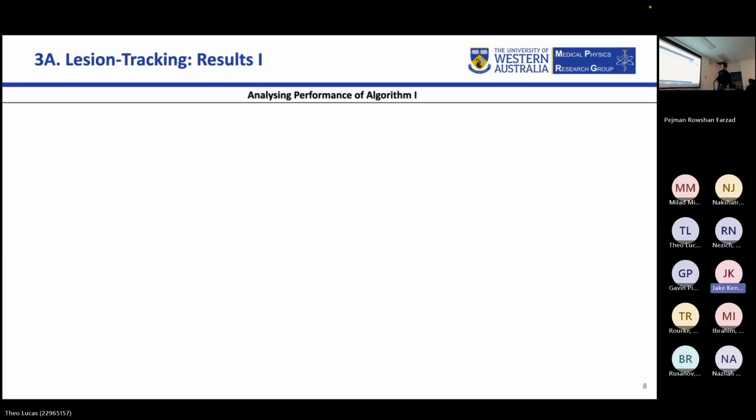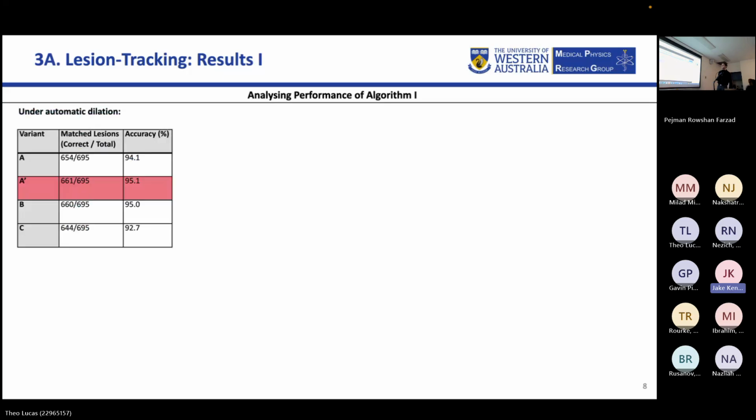Okay, so some preliminary performance of the algorithm. Across the 4 variants and under automatic dilation, we achieved the best matching accuracy for the variant A-. So that's using the fractional overlay with 95.1% accuracy.